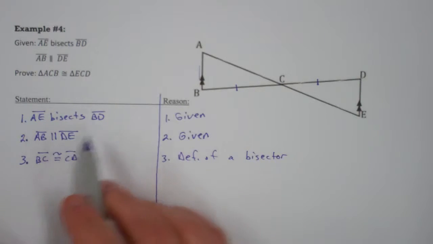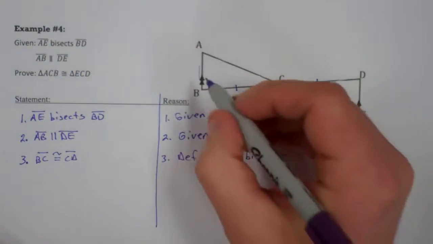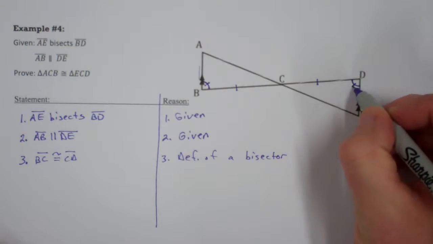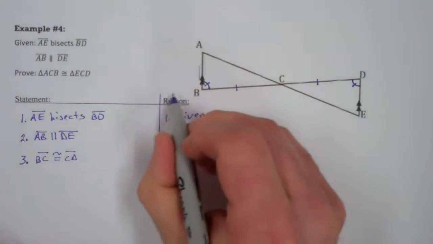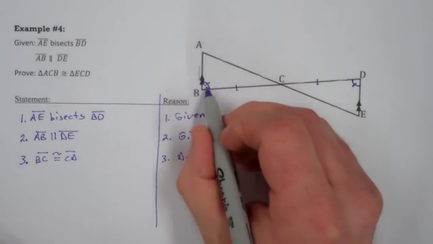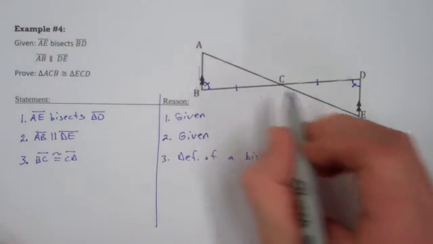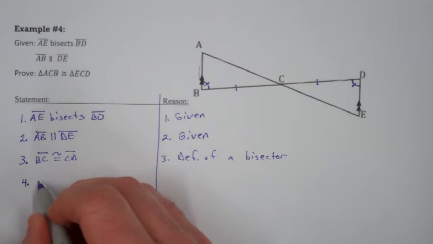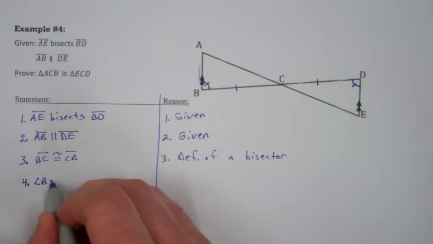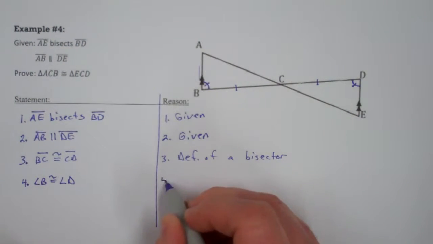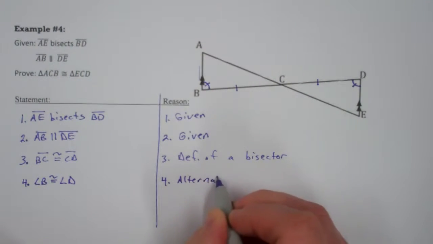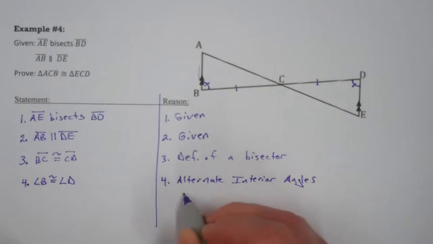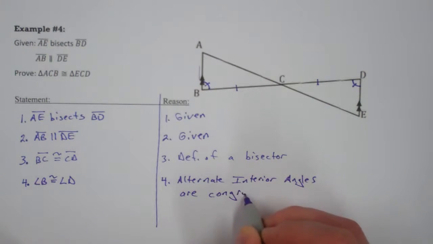Let's use AB parallel to DE. We could state here that angle B is congruent to angle D. So here are your parallel lines. Here's your transversal. These angles are on alternate sides of the transversal, but on the interior, or on the inside, of the parallel lines. So we could say here that angle B is congruent to angle D. The reason would be that alternate interior angles are congruent.